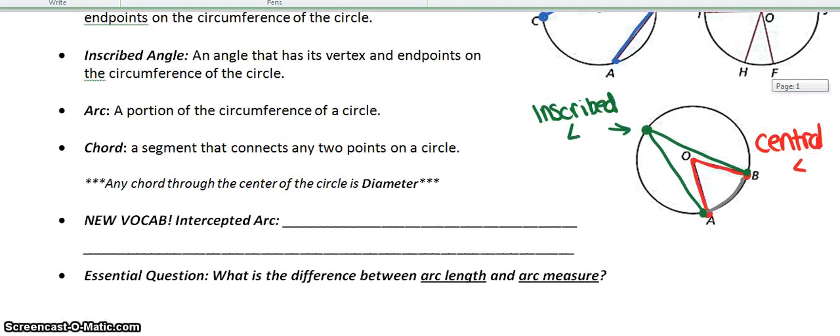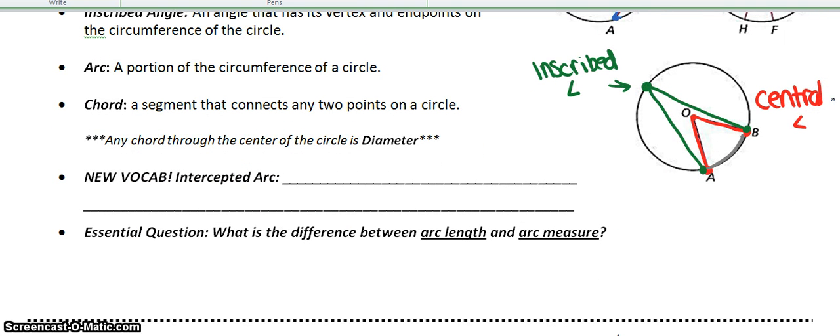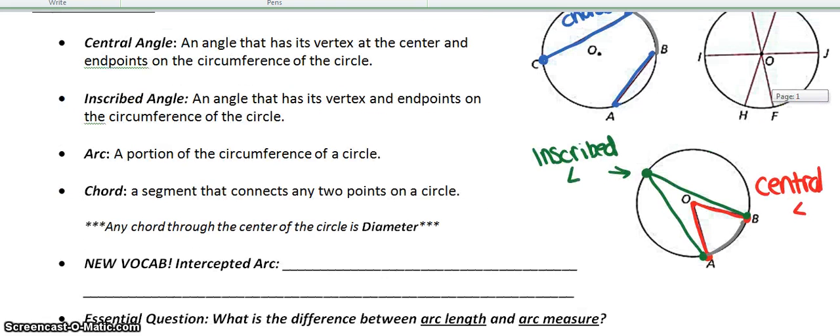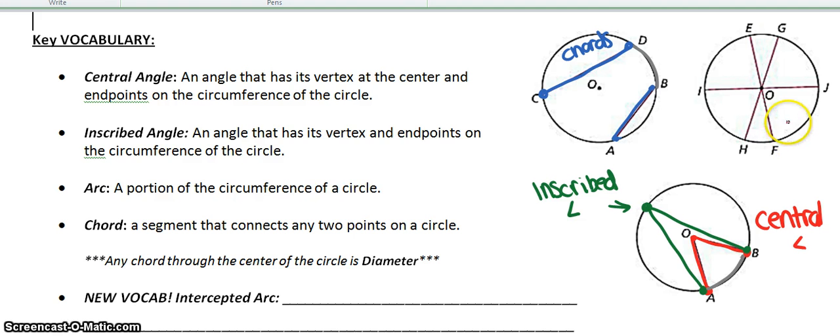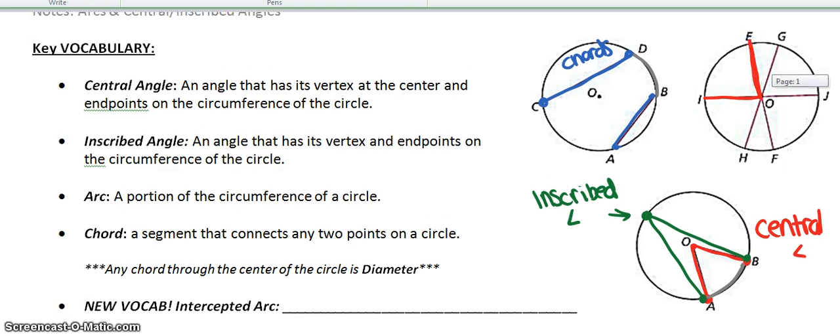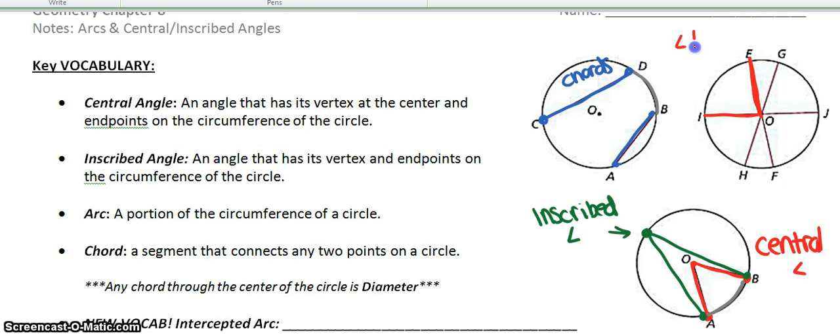Okay, a new vocab word for today in this video is an intercepted arc. I'm going to show you an example and then I'm going to write the definition. An intercepted arc is an arc that is created by a given angle. So if this is my central angle, let's say we're talking about angle IOE, then the intercepted arc is the arc that that angle opens up to. So this would be the intercepted arc of that angle. So we'd say arc IE is the intercepted arc. So it has the same endpoints as the angle you're talking about.